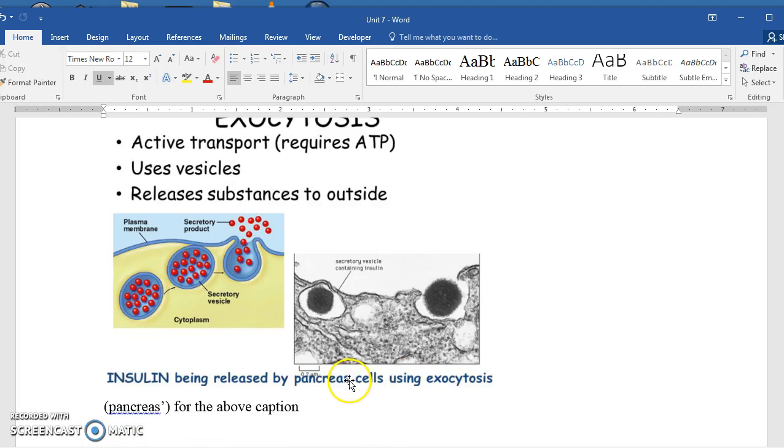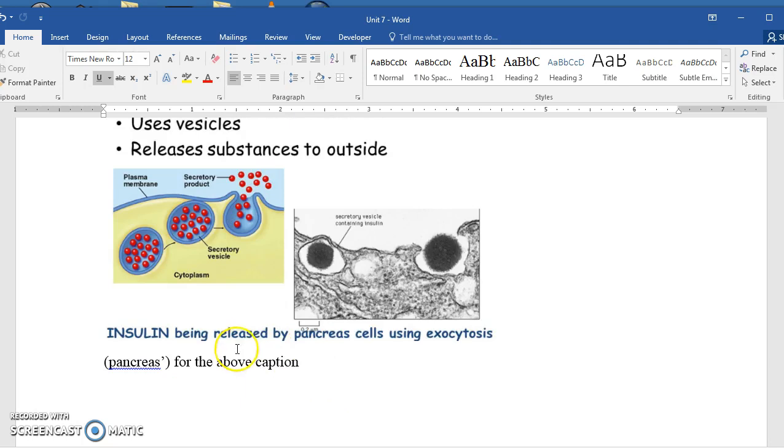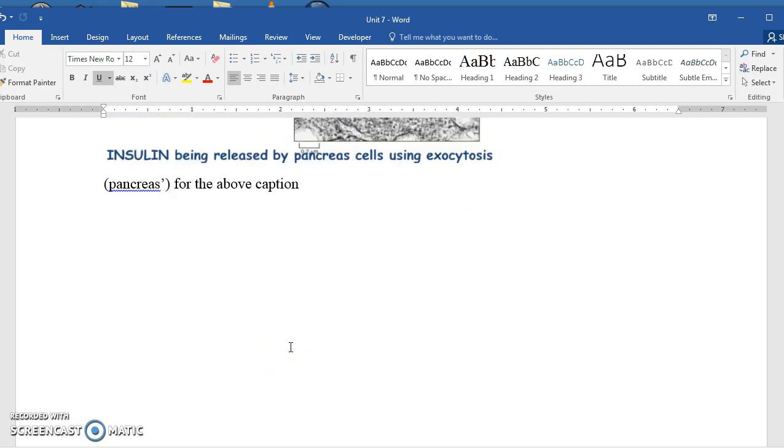I believe that if we're going to say pancreas cells, the cells plural, I think that should have an apostrophe after the S, but that's not how it came when I copied it.